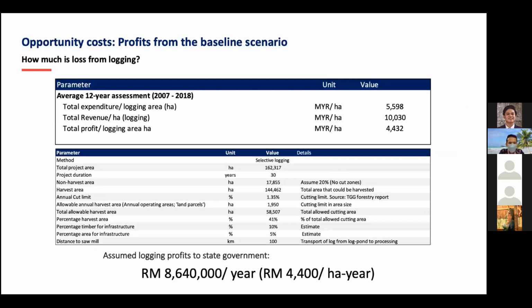Now we look at opportunity cost. Okay, yang ni memang maybe contentious sikit lah. But again, that's andaian, alright? Really just based on potential logging profit to the state government. Again, based on cutting limit over the last 12 years on an average. We want to assume that the state government makes about 8.6 million ringgit in profits a year from logging Kenyir, okay? About 4.4 thousand per hectare per year. We just use this as an estimate based on 12 years average from 2007 to 2018.